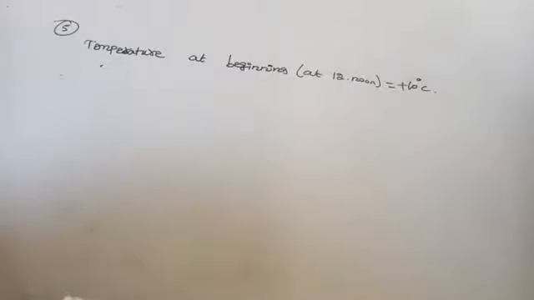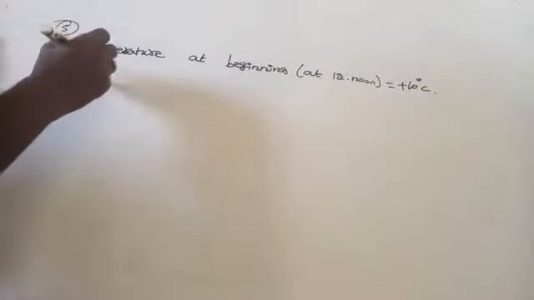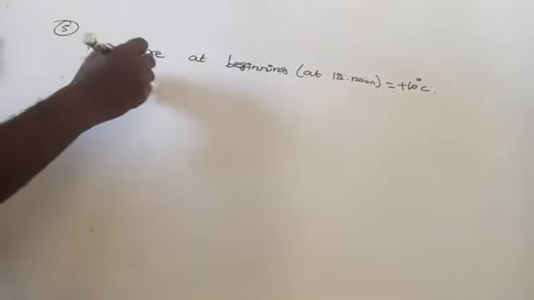Now, what is the rate of change of temperature per hour? 2 degrees Celsius. Rate of change of temperature per hour.